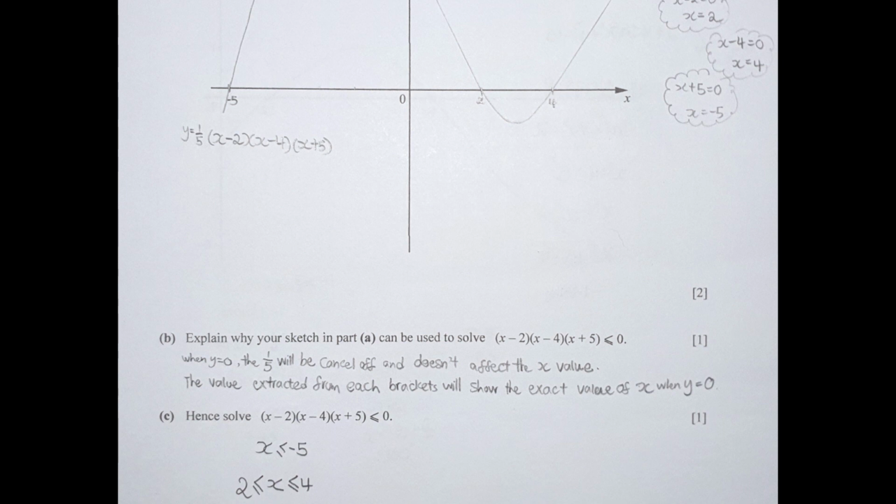So part B, explain why your sketch in part A can be solved using (x minus 2)(x minus 4)(x plus 5) less than or equal to 0. Like I mentioned earlier, when your y equals to 0, the 1 over 5 over there wouldn't mean anything, because the 5 after being multiplied with the 0 at the y side automatically cancels off. Through this, you will get your respective x-intercepts as 2, 4 and negative 5.